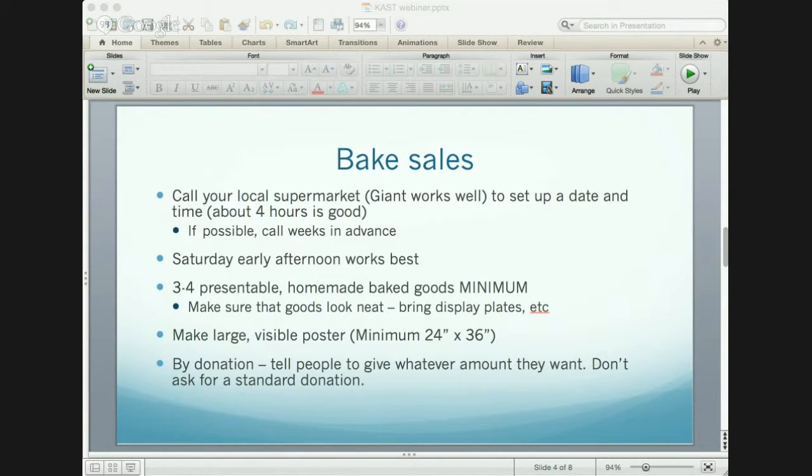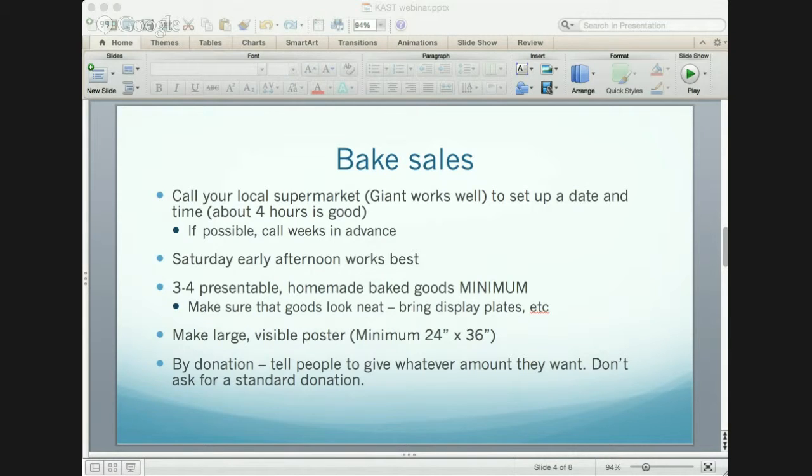For most people, Saturday early afternoon works best, plus you get a decent number of people coming in for their weekly groceries. You need to make sure that you have at least 3 to 4 presentable homemade goods, and I don't mean 3 cookies, I mean 3 cookies or brownies or something like that, to display on the table, because you want to make sure that everything looks neat and that effort went in. Half the time people aren't really interested in the baked goods themselves, they're interested in the effort you put in and in supporting your cause.